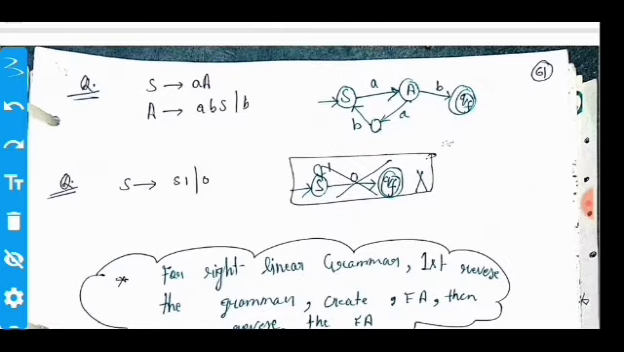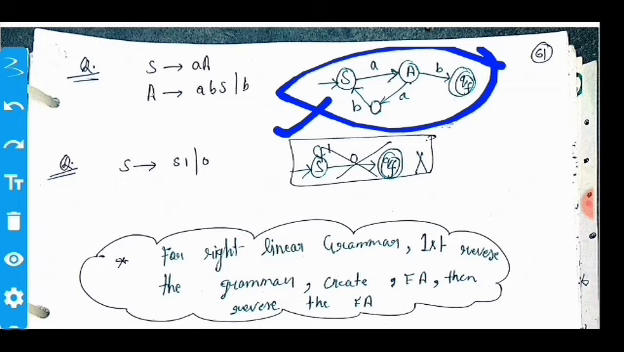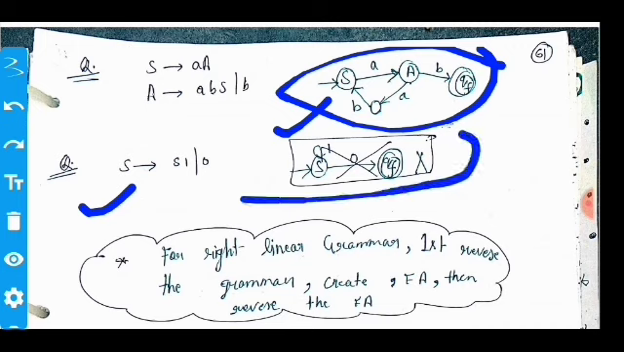Here S is given. Production rules: S produces AA, A produces ABS or b. So the transition diagram of this question is like this. Now move on, next question. S produces 1S or 0. Firstly we draw this type of diagram, but this is false.